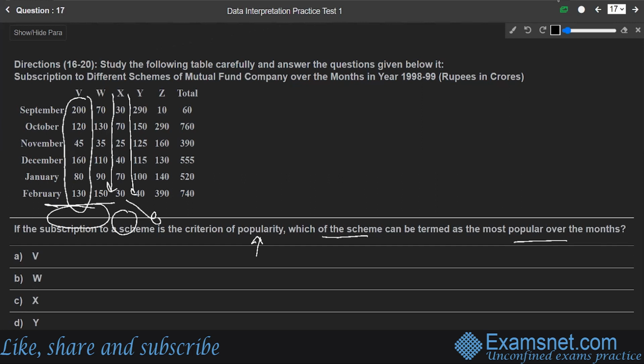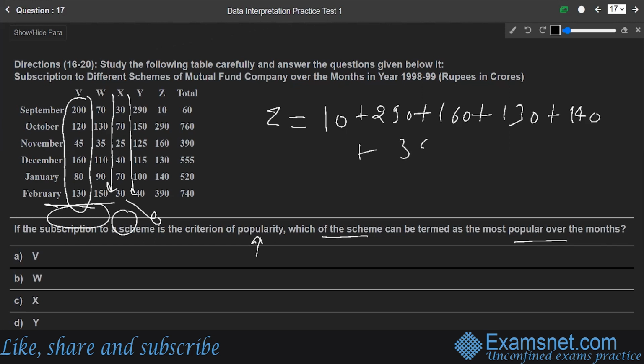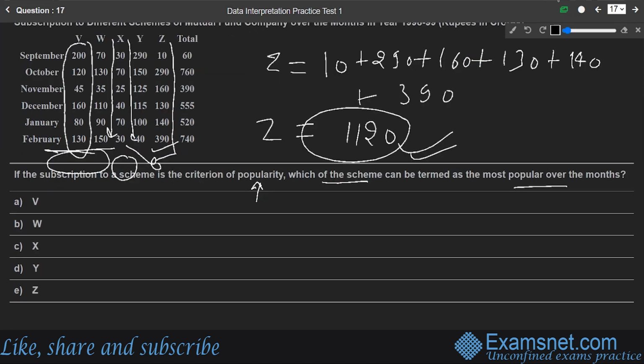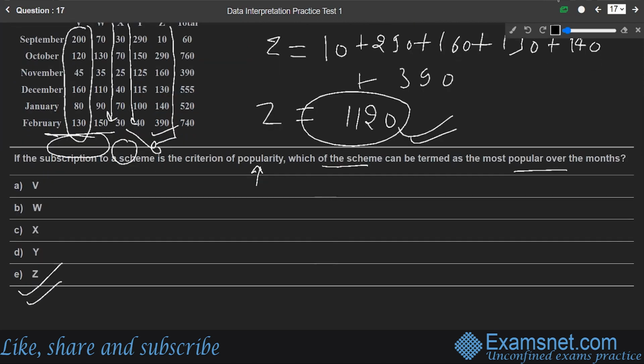So we have added it. For the category called Z, if we add the numbers, 10 plus 290 plus 160 plus 130 plus 140 plus 390, the total becomes 1120, and that is found to be the highest subscription among all the categories. So type Z is the right answer. The total of type Z is highest among all. So that is the right answer, which is available in option number E.